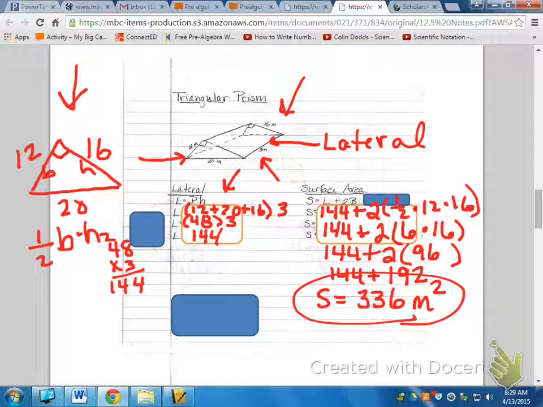So you find the lateral area first. That means the perimeter of the base times the height, the distance between the two bases. Take that number and plug it in. You need the lateral area plus 2 base areas.